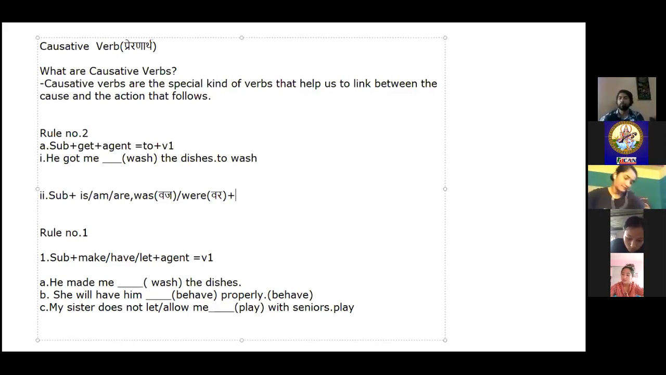Is, am, or was, were, or was, were? And it's the ice, you see. Obviously, kids, when you rule, I'm rule, made, make, I know, made. Made or let. Subject plus is, am, was, were, plus made or let, not others.